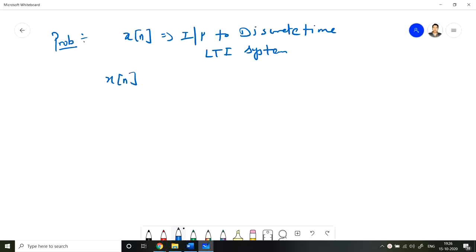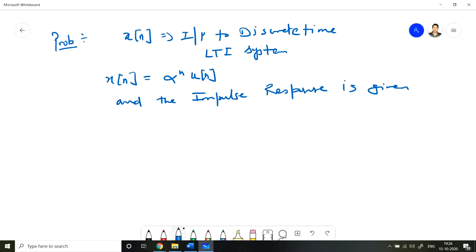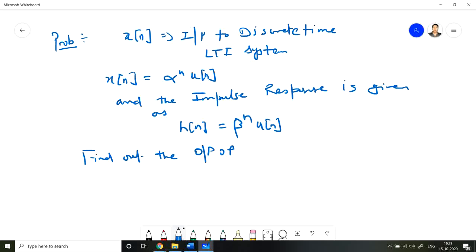So x[n] is given as alpha raised to the power n into u[n], and the impulse response is given as h[n] is equal to beta raised to the power n into u[n]. Now the question is find out the output of the system, the output of the discrete time LTI system.